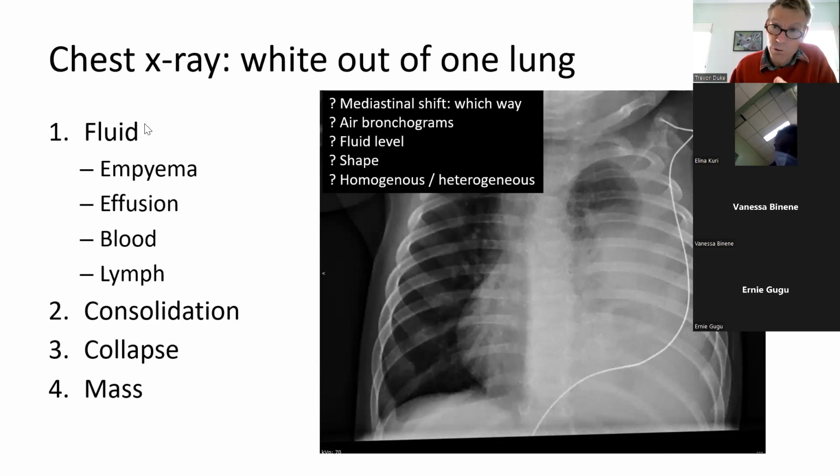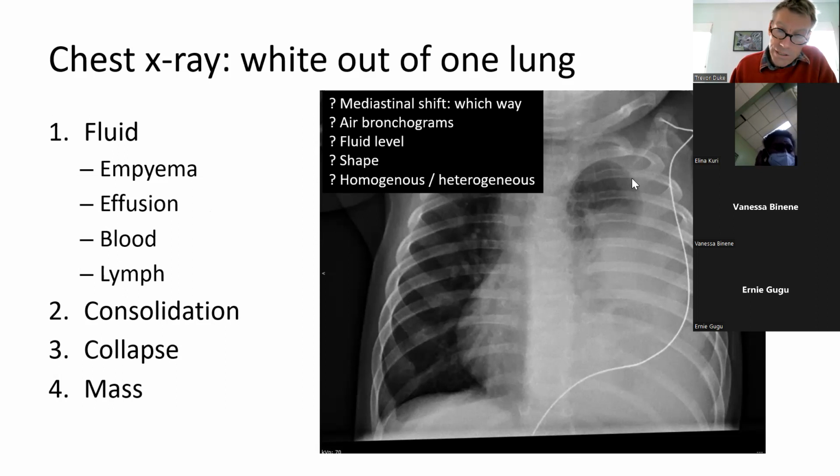Four things. One is fluid. It could be just fluid. The other one is consolidation, like pneumonia. The other one is collapse. That'll also give you a whiteout. And the fourth one is a mass. And the mass is the least common. But when we're thinking about what a whiteout of the chest could be, don't forget that it could be a mass or a tumour. If it's fluid, it could be an empyema or an effusion or blood or lymph.